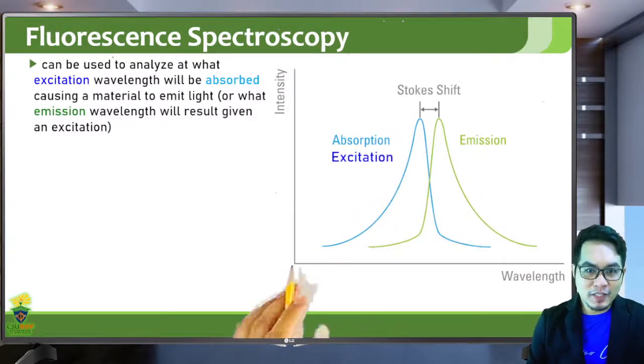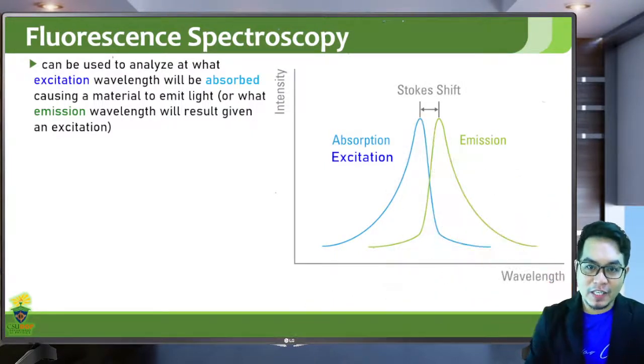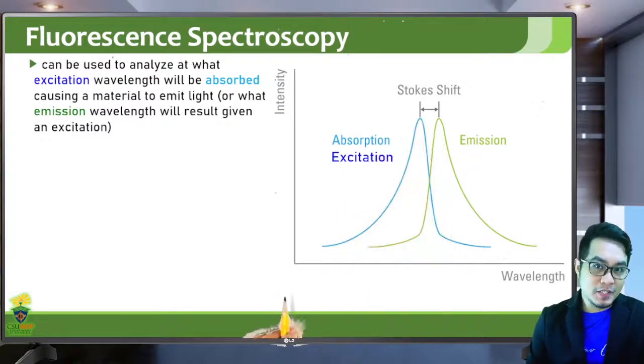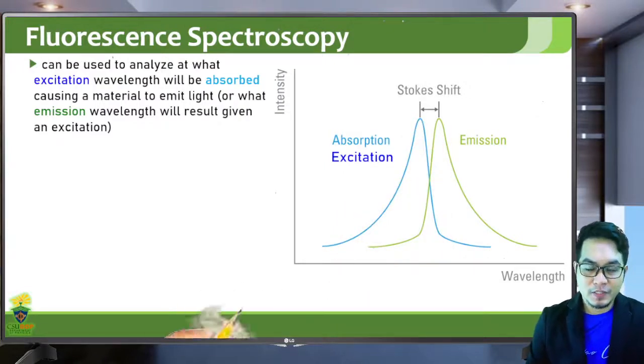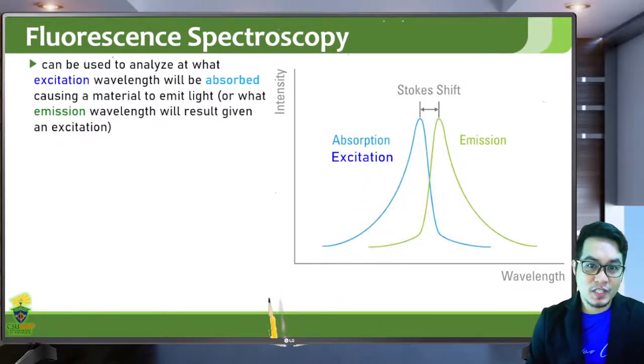The peak absorption, or peak absorbance, of the material is actually the excitation wavelength. So if you want to find at what wavelength you will excite a fluorescent material, you will probably choose the peak absorbance in absorbance spectroscopy. And of course, the peak emission wavelength is related to the peak absorbance by the Stokes shift. So you can predict the absorption and emission peaks of a fluorescent material.